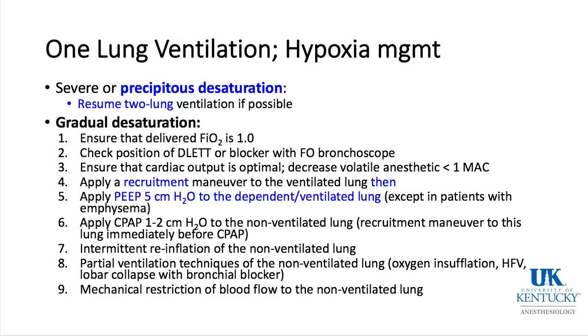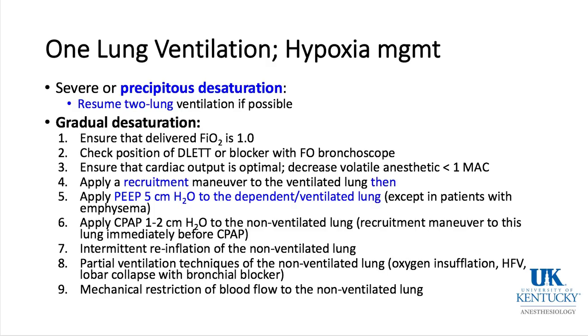The next key word is one lung ventilation and hypoxia management. What happens if you switch to one lung ventilation and you have immediate precipitous desaturation, let's say from 98-99% down to the high 70s or low 80s? That is a really low PaO2. In that case, you should resume two-lung ventilation, go back to two-lung ventilation, and try to figure out what's going on. If it's a gradual desaturation, there are several steps that you can take.